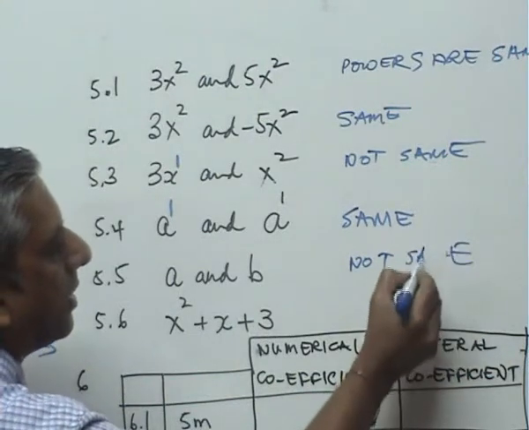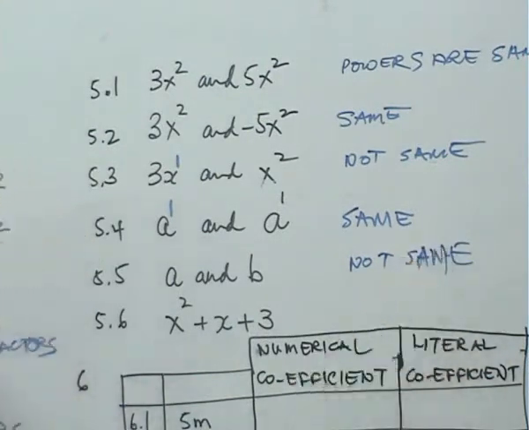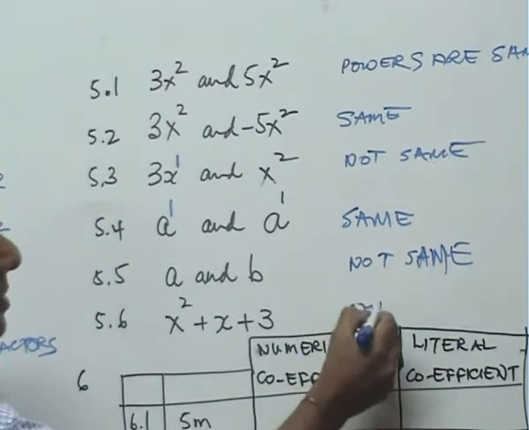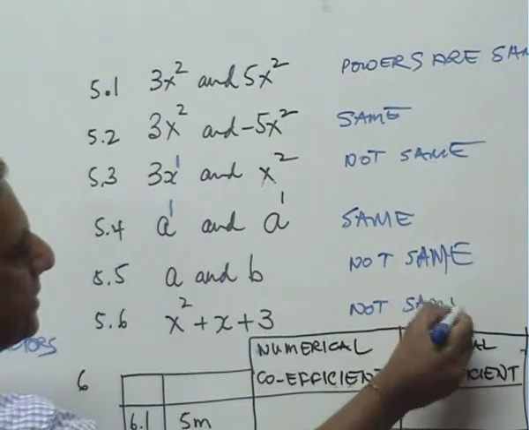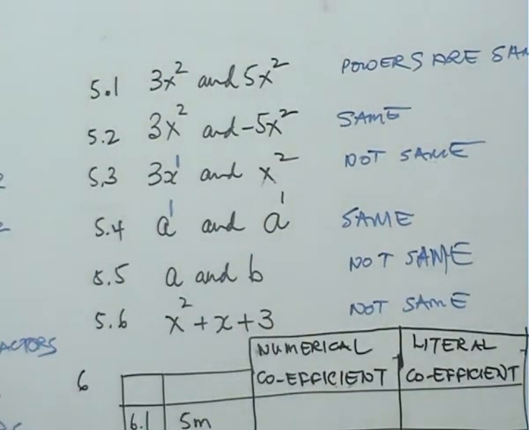Sorry about this little bit of untidy work. Not same. 5.6. Here the bases are the same, but the indices are different. And then here 3 itself is now a base, so it's all different. All 3 are different, therefore we say it's not the same. So these powers are not the same.